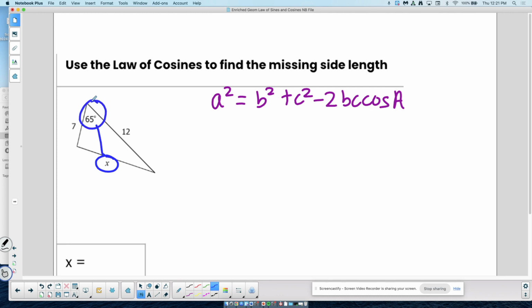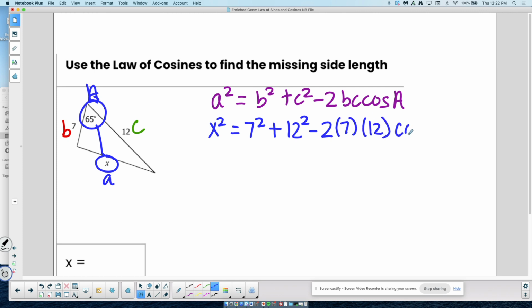Maybe it would be helpful if we label this. So here's A. It doesn't matter what B and C are. I'm going to make 7 B and I'm going to make 12 C. And this is angle A. Now, knowing this information after we label it, let's put it on our triangle. We're going to have x squared, that's what we're looking for, equals B, which we labeled 7, squared, plus C squared, which is 12, minus 2 times those sides, times the cosine of angle A, which is 65 degrees.